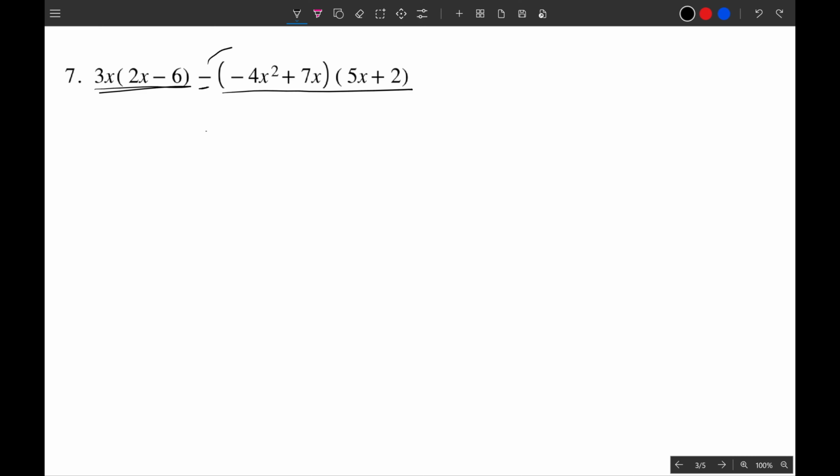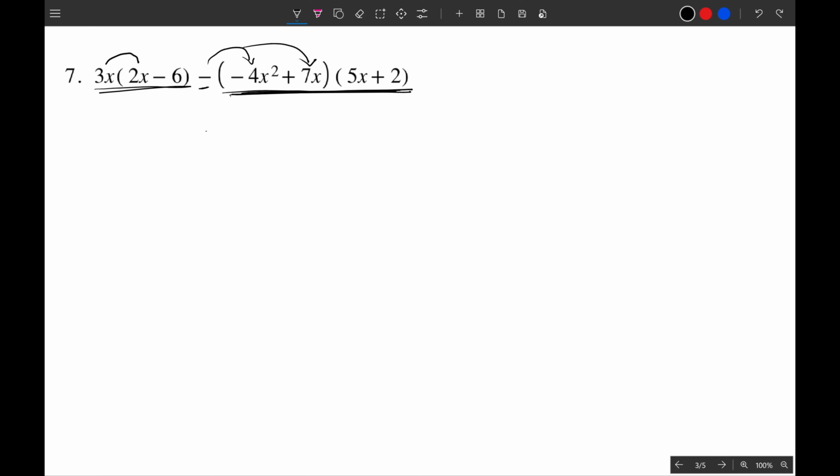You could go ahead and distribute this negative throughout here. Only do it to the first one, though, not the second. And then what you get there, you can multiply times the 5x plus 2. Or you could choose to go ahead and multiply this together and then distribute the negative. That's also something that is valid. I'm going to distribute the negative first.